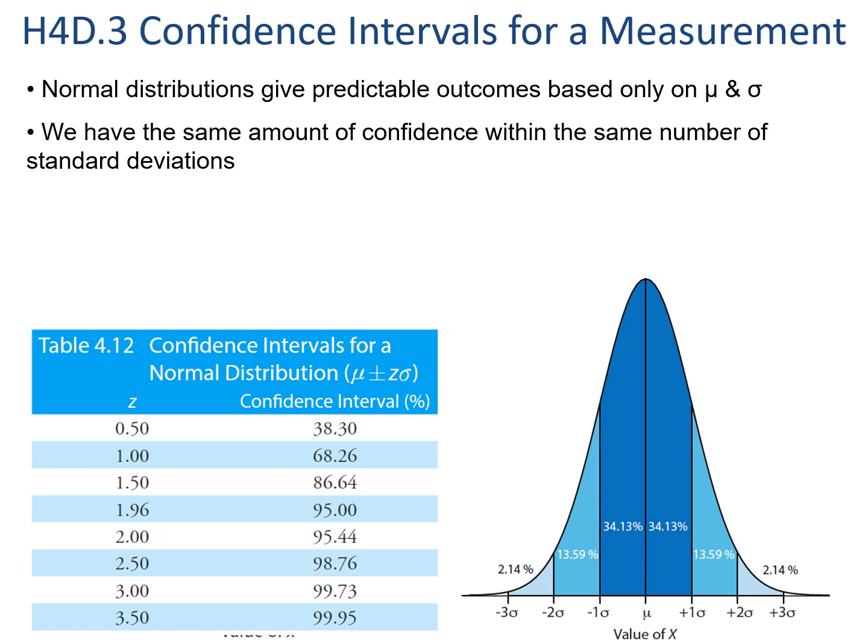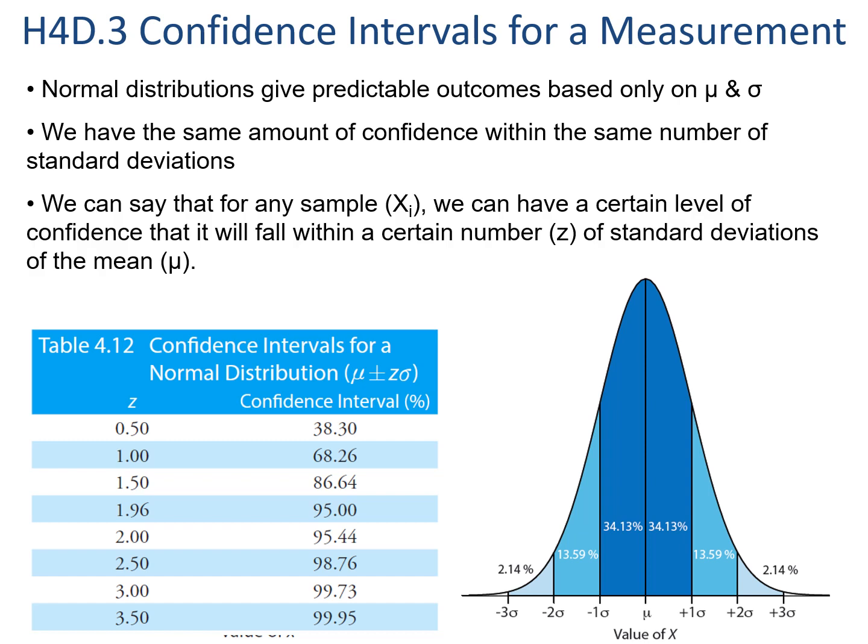So we know that for any sample, there will be a 68% chance that the value will be within one standard deviation of the mean. We can choose, however, many standard deviations we want to go out from the true value, and we'll have a defined chance of the measured value falling within that range. So this equation shows that.